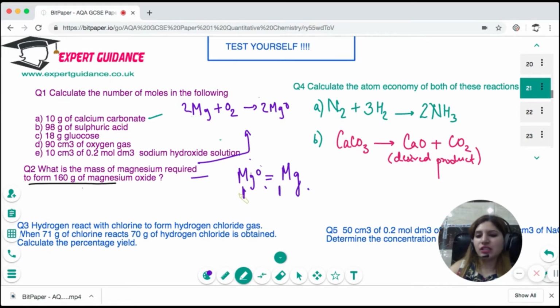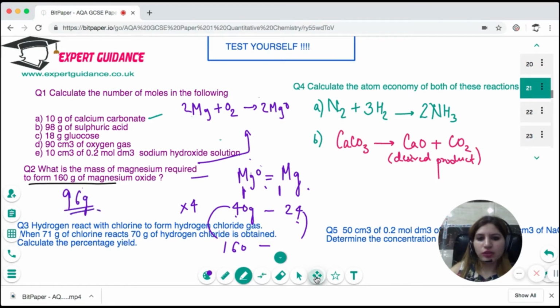The mass of 1 mole of MgO is 40 grams and the mass of Mg is 24 grams. So 40 grams of MgO is giving us 24 grams of Mg. So 160 grams will give us 24 times something. So 40 to 160 is times by 4. So we'll times by 4 onto the other side as well. And we will get the answer as 96 grams. Okay. So I hope this question is clear to you.